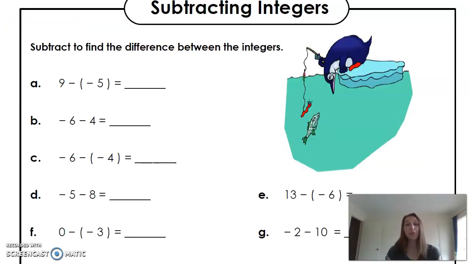Okay, this is a review. We have done subtracting integers before. The main thing to remember is keep, change, change. When you're subtracting, you're going to keep the first integer the same. You're not going to change anything about it. You are going to change the operation, and then you're going to change this positive or negative. Okay, so keep, change, change.